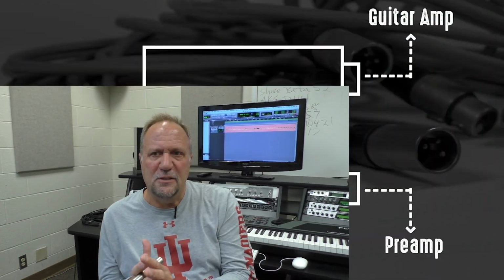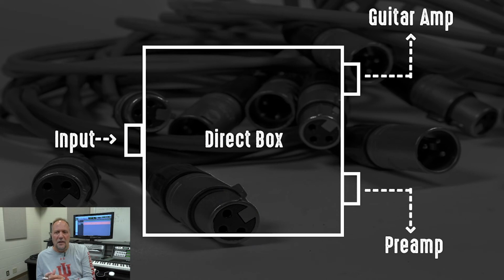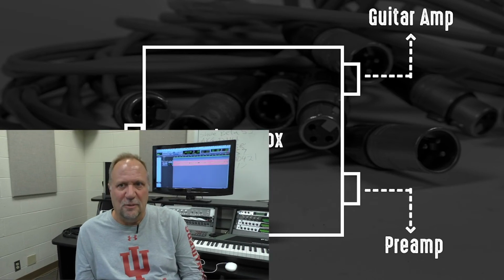A direct box does basically the same thing. It has an impedance matching transformer in it. It also has a paralleled output, so you can run off into your amplifier too. That way you can run one signal that's balanced and low impedance to a microphone input, and then you can run the output from the paralleled output into a high impedance input like an amplifier or something like that.